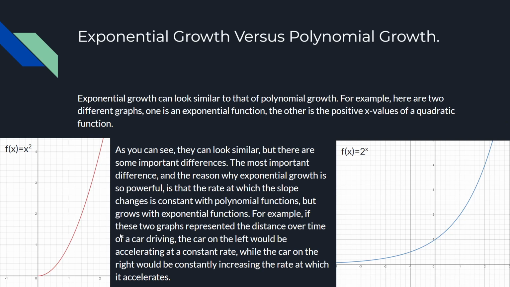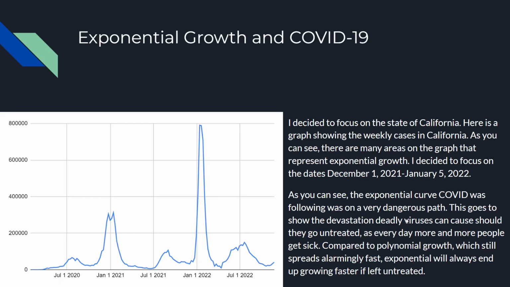Now, to get a better understanding of this, if we say that these graphs are a distance over time graph for a car driving, the car on the left here would be driving at a constant acceleration. So it's constantly accelerating at the same rate, while the car on the right is also constantly accelerating, but the rate at which it is accelerating is also constantly increasing. Now, when we take something like that and apply it to a deadly disease like COVID-19, you can see some pretty alarming results.